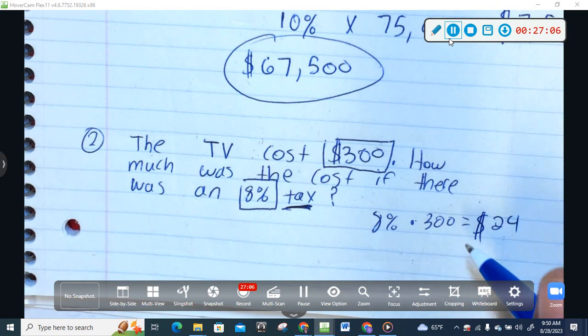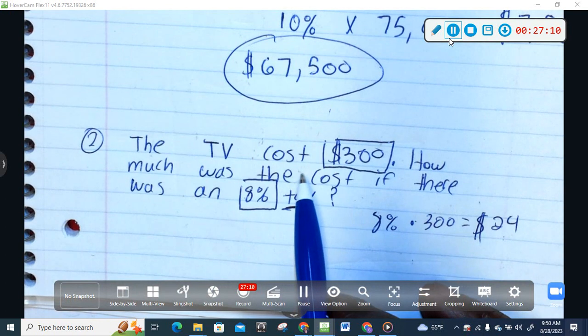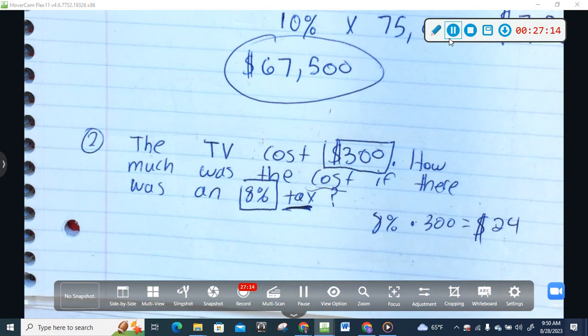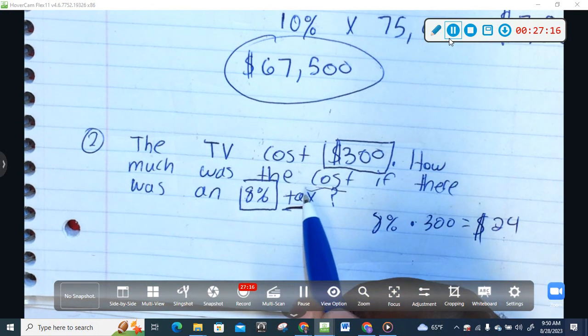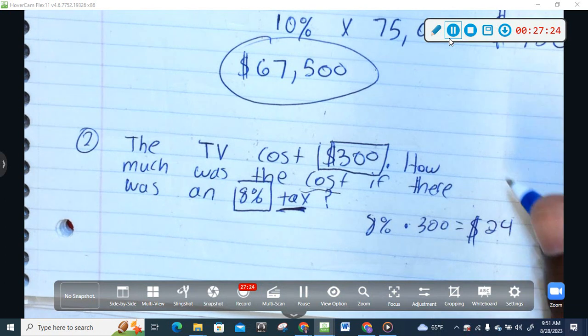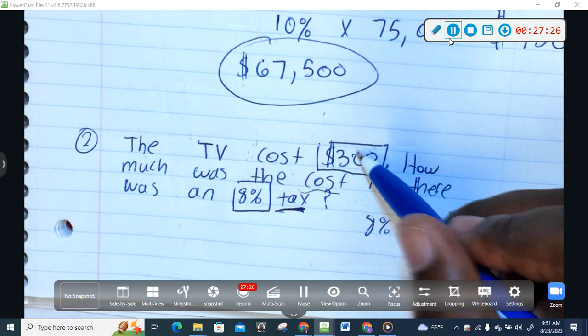Yeah, but they're asking for the, I forgot what it's called. Total cost. Yeah, total cost. So you would use 300 subtracted by 24. Well, what would I do if it's a tax? What happens with a tax? Increase my price, right? So I would do what? Add it. Good. So I'm adding 24 plus 300 to get my total price.